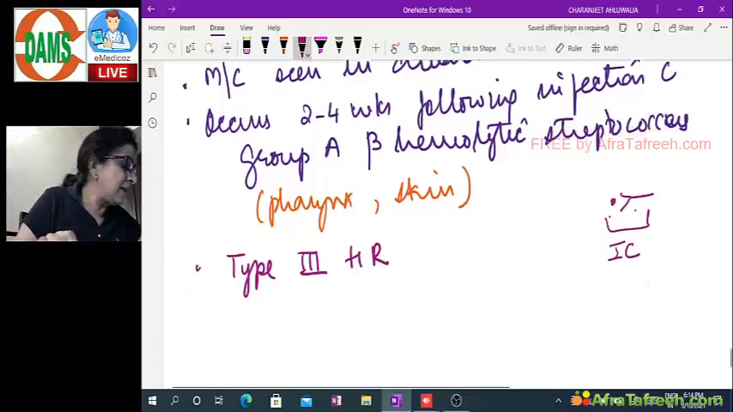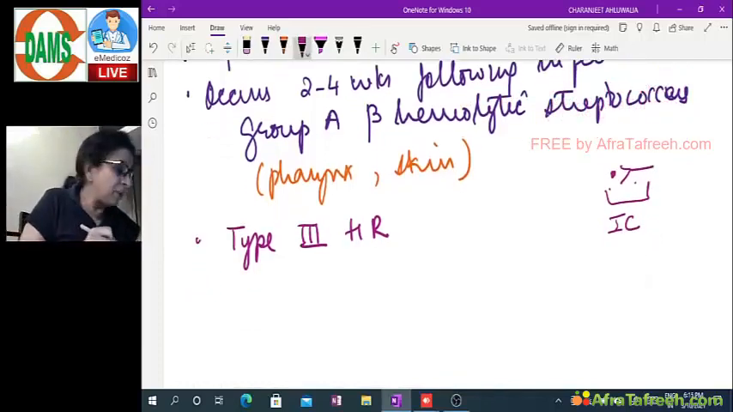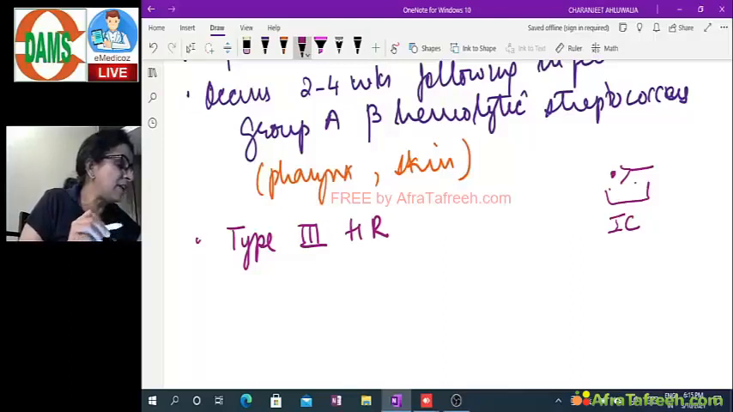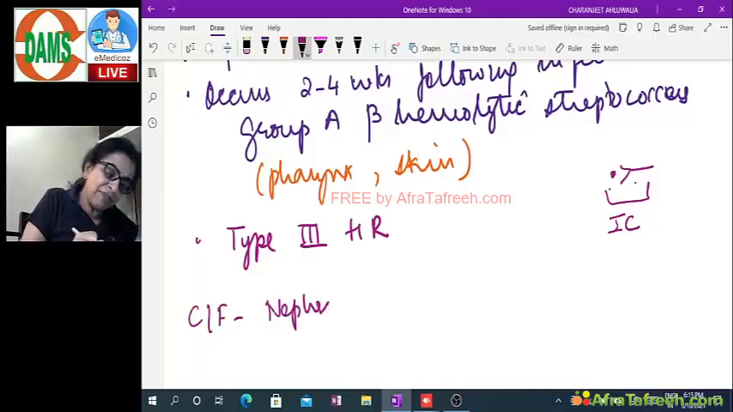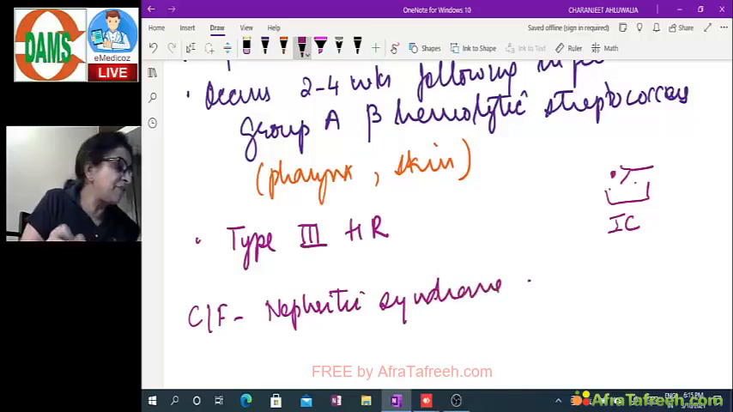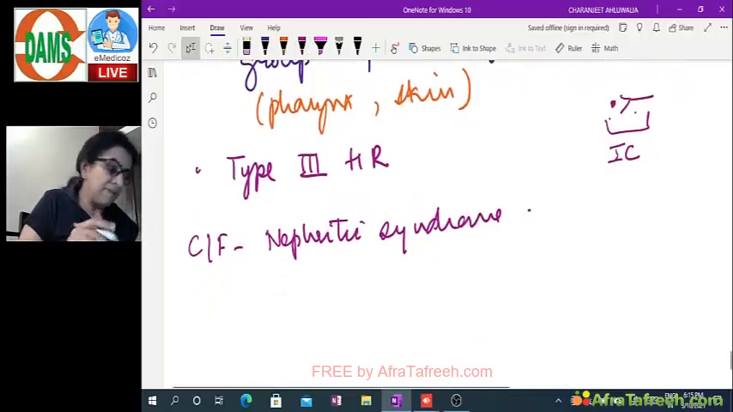Now let us see light microscopy. Now we will see all the features. This is a type 3 reaction, following group A beta hemolytic streptococcal infection. Clinical features we already know. The child will present with nephritic syndrome. Now you do a kidney biopsy.